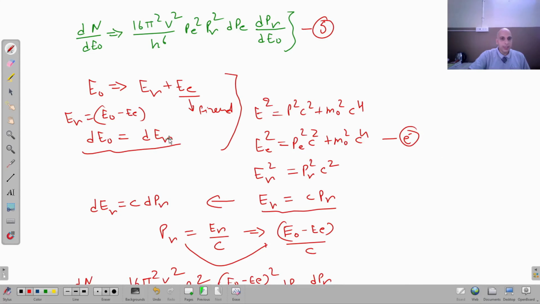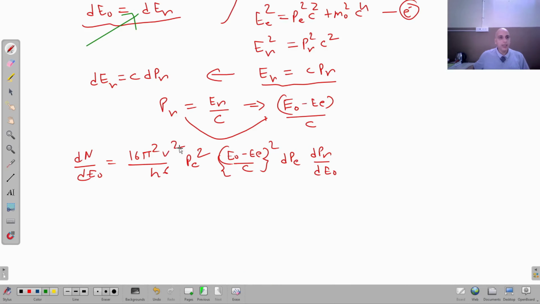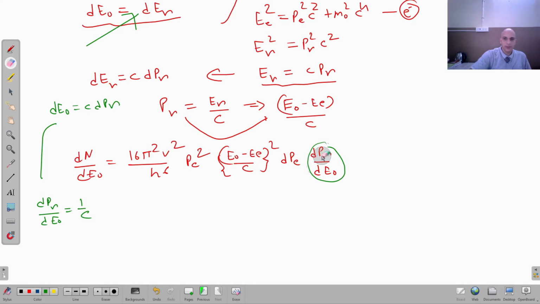Now dE neutrino is equal to dE naught. You can see here dE neutrino is equal to dE naught, so I am putting it here. dE neutrino, it will become dE naught, is equal to C into dP neutrino. So it is going to give me dP neutrino upon dE naught is equal to 1 upon C. So I am going to put here in this place 1 upon C.